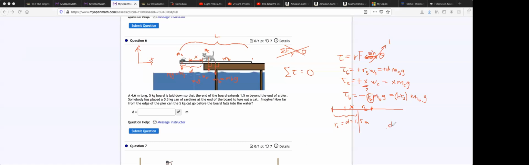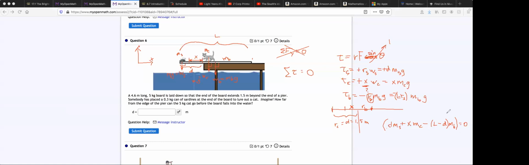We now have D times M, the mass of sardines. All of these have gravity multiplied by them, so I'm going to put the gravity in at the end. Then we're going to add X times the mass of the cat. We're going to subtract from that, because this last one is minus. We're going to subtract the L minus the distance to the sardines, which is also D. We'll put it in as D instead of R sub S, times the mass of the board. And we multiply this whole thing times G, and it has to equal 0. But since you can divide both sides by G, we can just set the whole thing equal to 0.